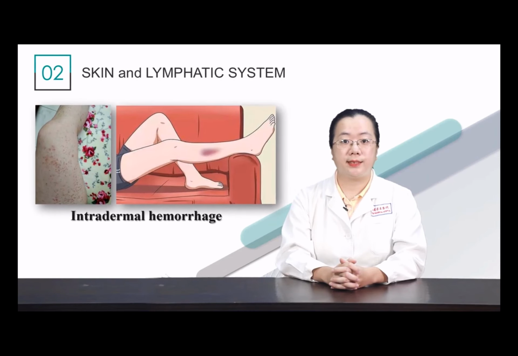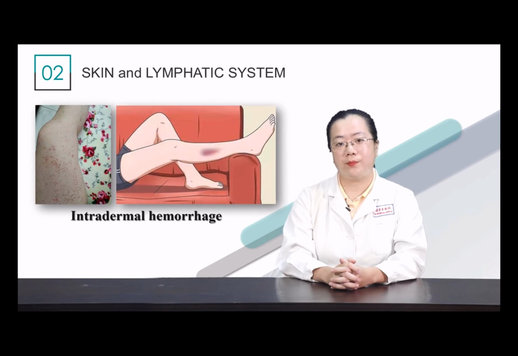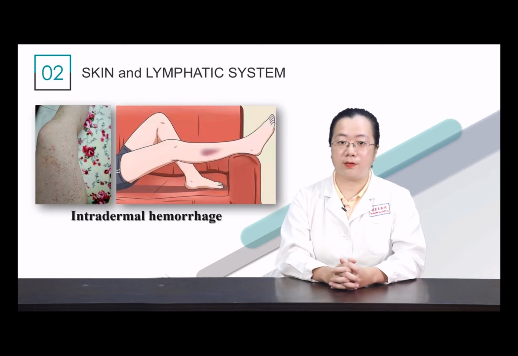Intradermal hemorrhage is usually seen in patients with hematonosis. It includes ecchymosis, purpura, and hematoma. When this hemorrhage occurs on the skin, we should pay attention to doing the blood test in order to determine whether the patient is suffering from a disease of hematology.